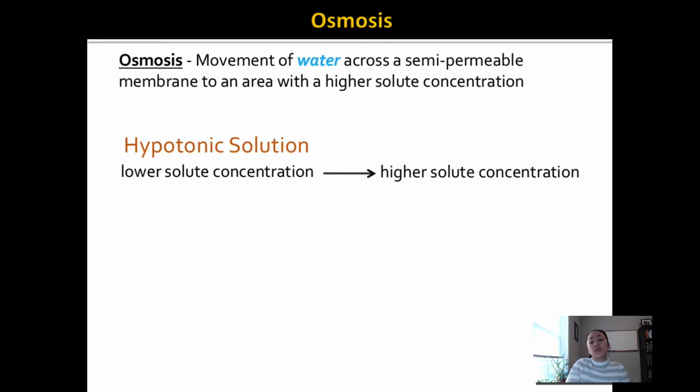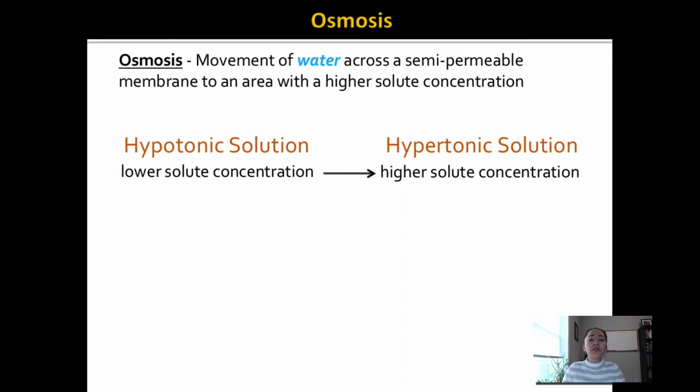We give a fancy word to a solution that has less solute in it, and it's called hypotonic. Hypo means less. A solution that has more solute in it is called a hypertonic solution. Hyper means more. So a lower solute concentration is hypotonic, a higher solute concentration is hypertonic.